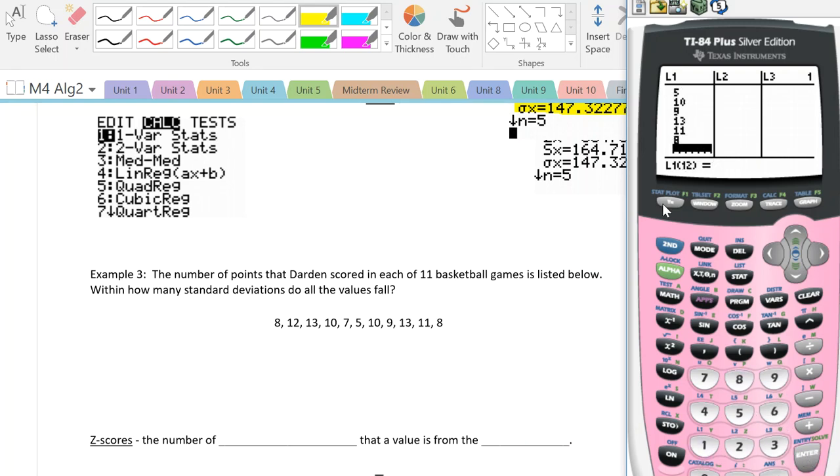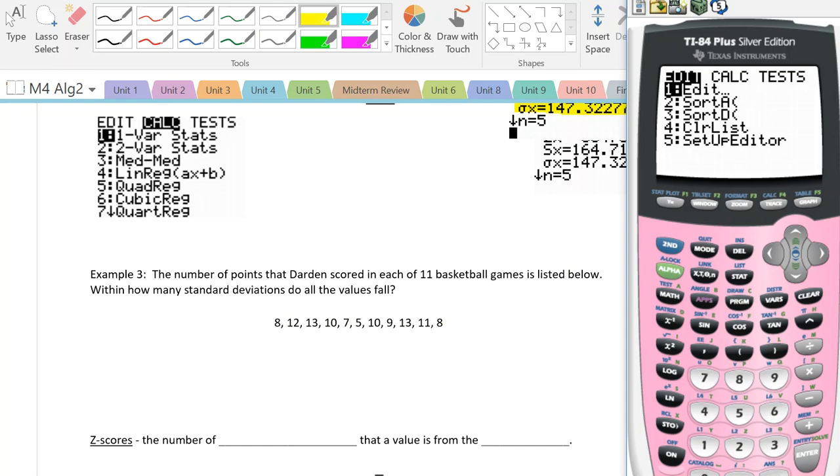All right. Nice feature here: when it says L1, you can see this is L1 of 11. So that is the 11th term plugged in, which means I've typed in all 11 of my basketball games. I'm going to do stat, calc, one variable statistics, boom.